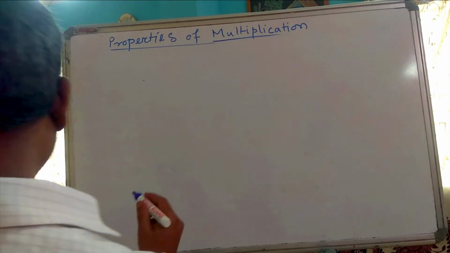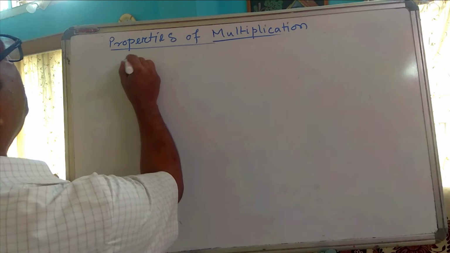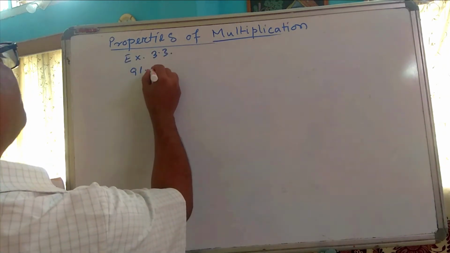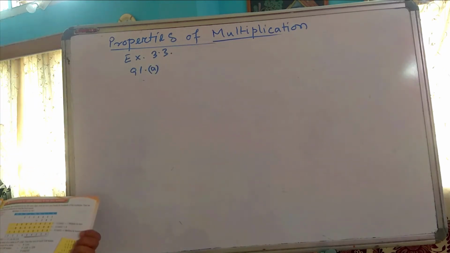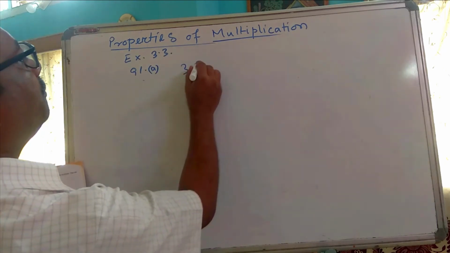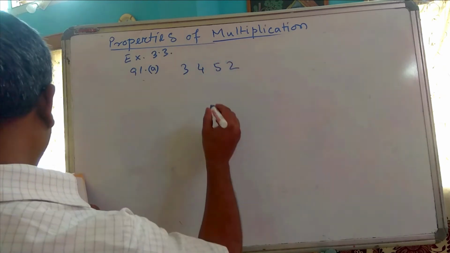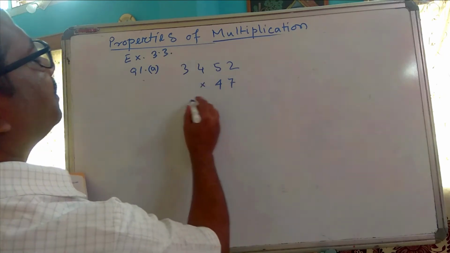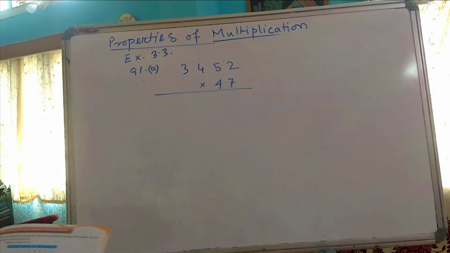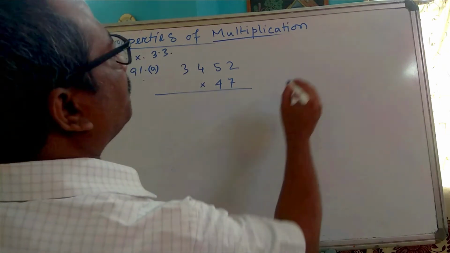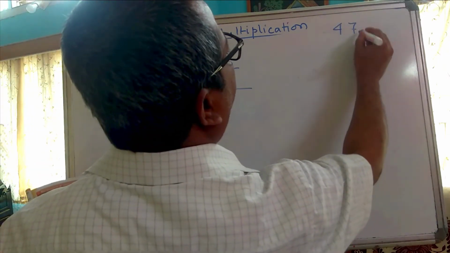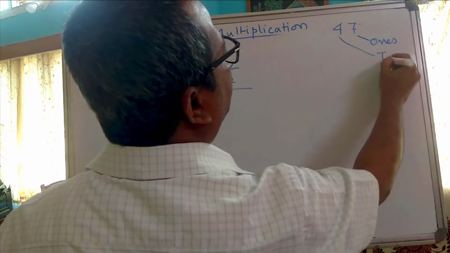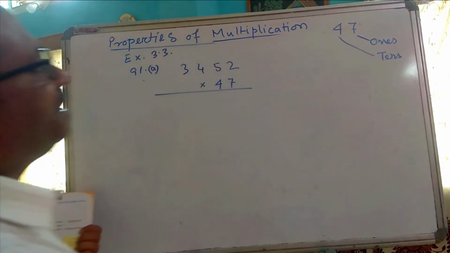Now, I am moving to exercise number 3.3. Question number 1, sub-question A. Multiply the following. 3452 multiplied by 47. 47 is the multiplier. It is a 2-digit number. So, 47. Here it is the 1's digit number. This is the 10's digit number.